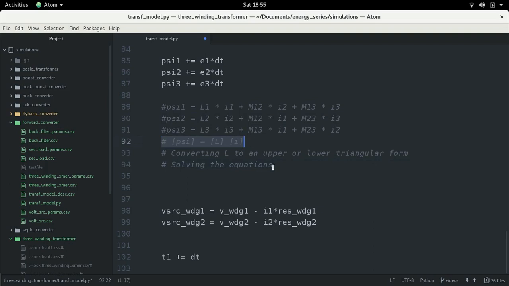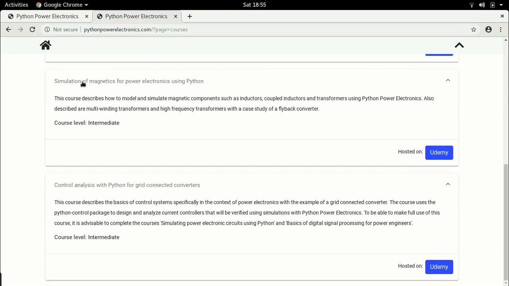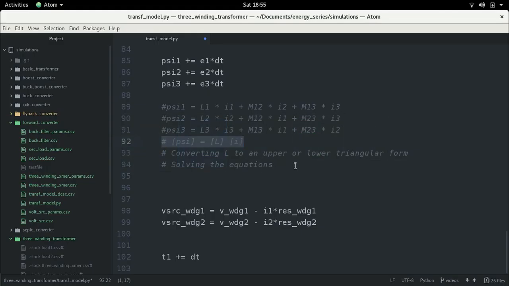And I would rather focus on the actual forward transformer, or rather the transformer for the forward converter and later for the forward converter. So I do not want to go into this. If you want to know how this is done, that is how this matrix representation is done and how these equations are solved, just go over to this course, which is Simulation of Magnetics for Power Electronics using Python, in which I describe this process in detail. In this lecture, I will solve it manually.